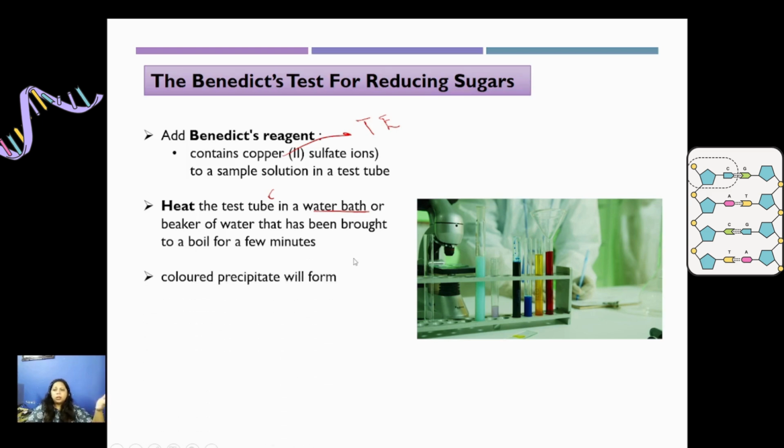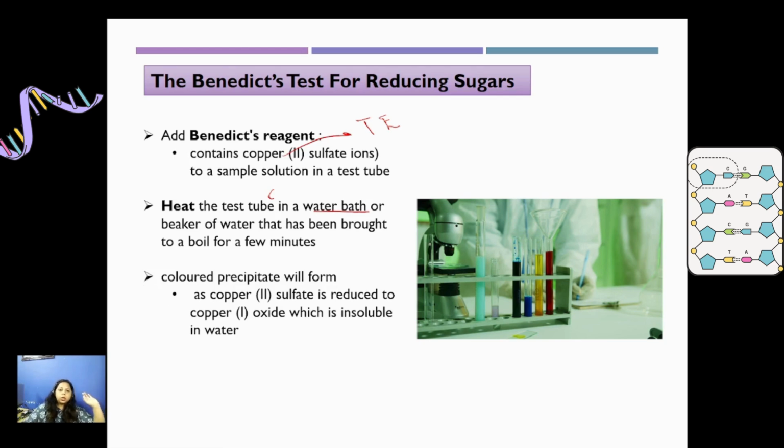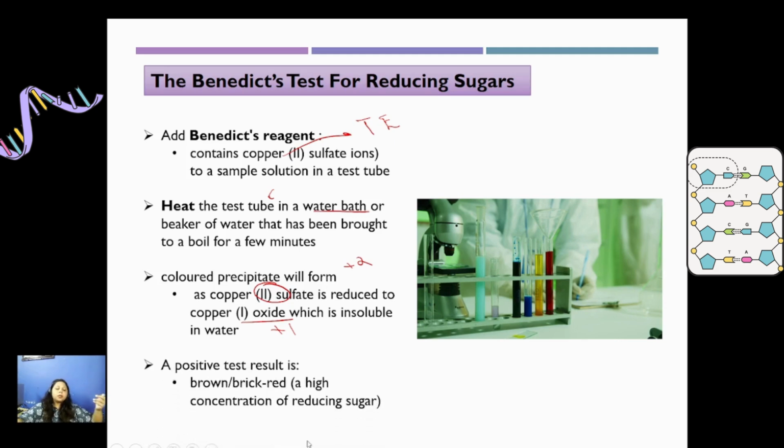What will be the color? It will be brick red, and we will observe what will happen. Copper sulfate is reduced to basically copper oxide with 1. Now here the valency or the oxidation state is +2 in copper sulfate, but in the oxide it would be +1. You know that transition elements do have different oxidation states. So a positive test result is, as we discussed earlier, that brown or brick red precipitates would form.